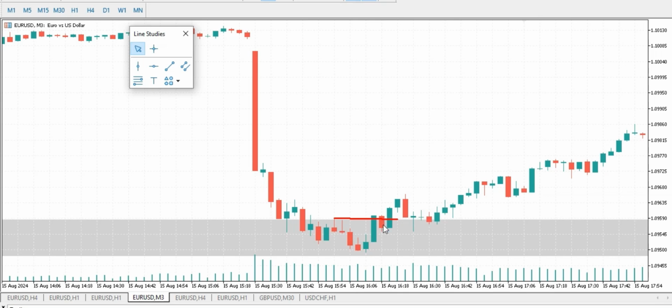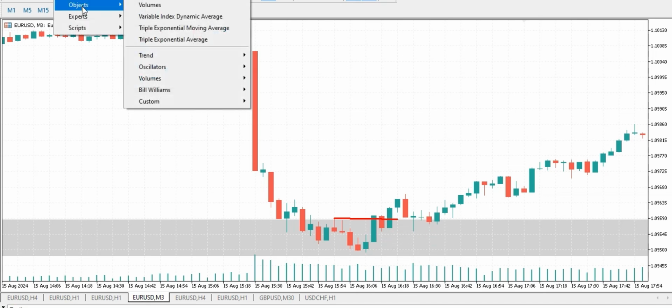So now this candle here is another block, and price has retraced back inside of it. So I'll be waiting for price to come back into my other block.